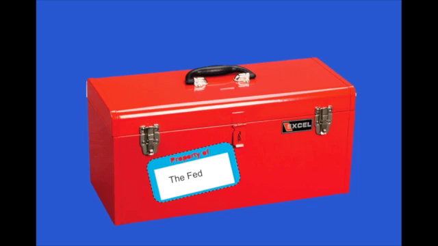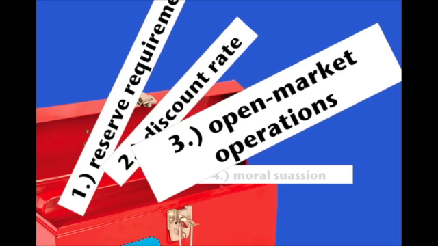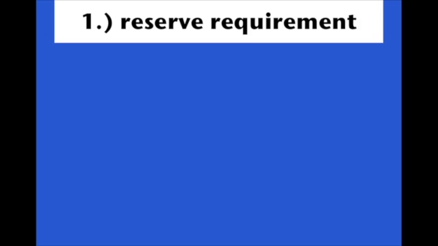And these tools are changing the reserve requirement, changing the discount rate, and open market operations. First off, the reserve requirement is the percentage of deposits that banks must keep and not loan out. Who sets this percentage? The central bank of the country, so the Fed. Let's say the reserve requirement is 10%.